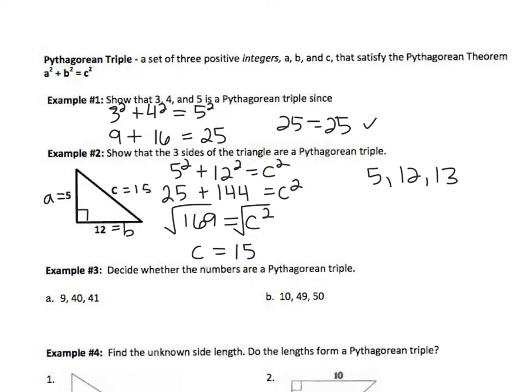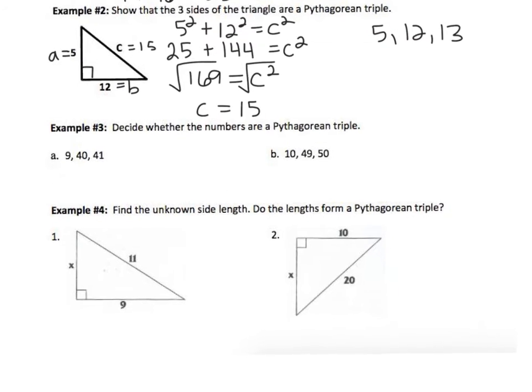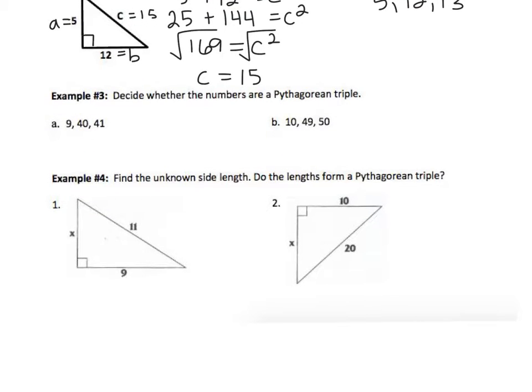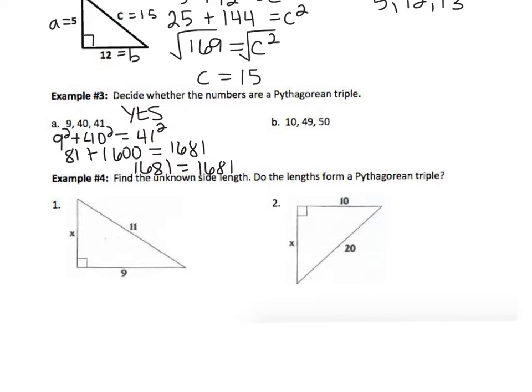In our third example, we want to decide whether the numbers are a Pythagorean triple. We check to see that the two smaller numbers, when squared and added together, give the larger number squared. So with 9, 40, and 41, we're checking to see that 9 squared plus 40 squared equals 41 squared. 9 squared is 81. 40 squared is 1,600. And 41 squared is 1,681. So when we do 81 plus 1,600, we get 1,681 equals 1,681. So the answer is yes, 9, 40, and 41 are a Pythagorean triple.